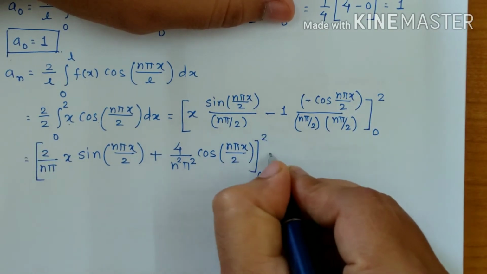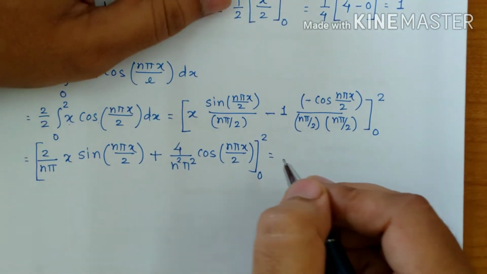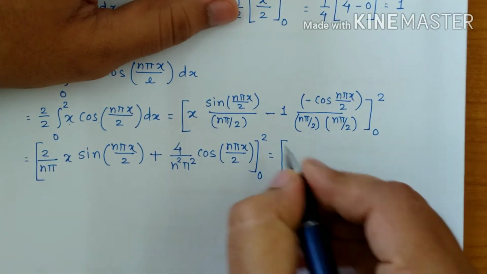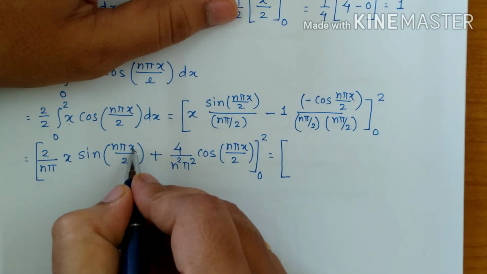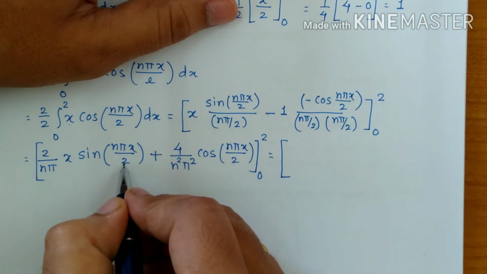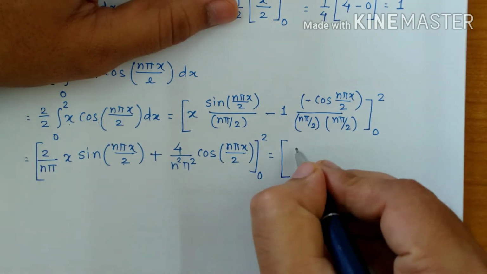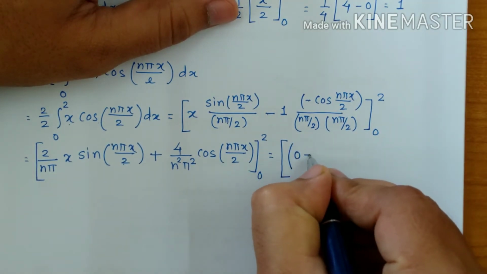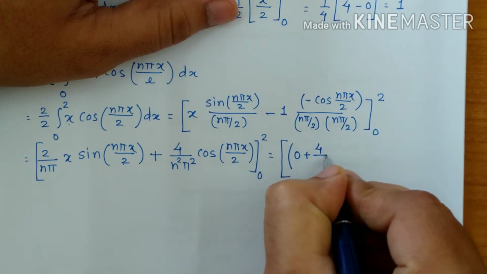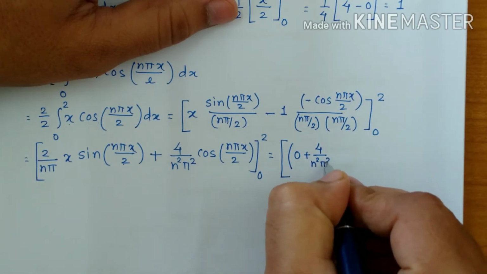Limits from 0 to 2. Okay. Now just come to this. Upper limit is 2. When I substitute 2 here, the 2 upon 2 get cancelled. That means I am getting here only sin n pi, and sin n pi is always 0. So for the upper limit, the first term is 0 plus 4 upon n square pi square as it is.